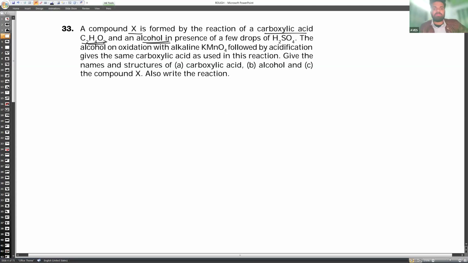So here in this question, when this type of question is given to you, just read the question carefully. It is not a tough question, you just need to concentrate. Sometimes students don't read it and think that compound X is reacting. So this compound is formed when it is being treated with carboxylic acid.